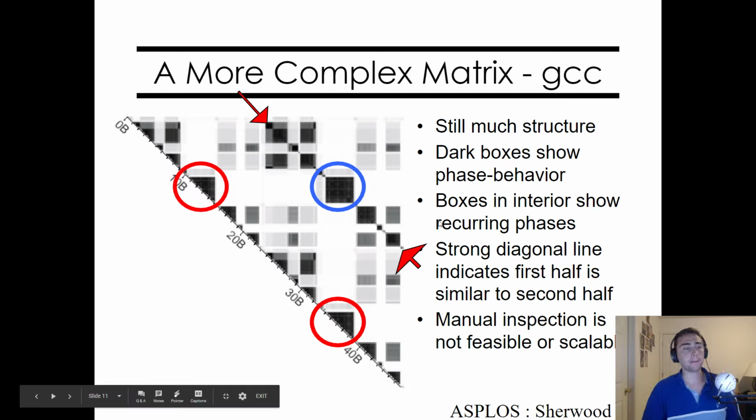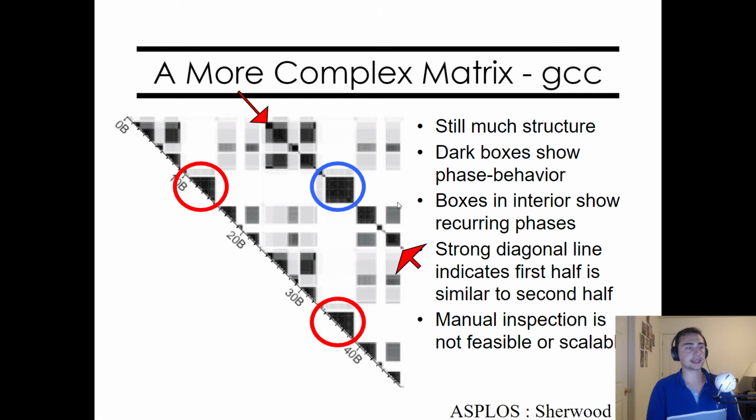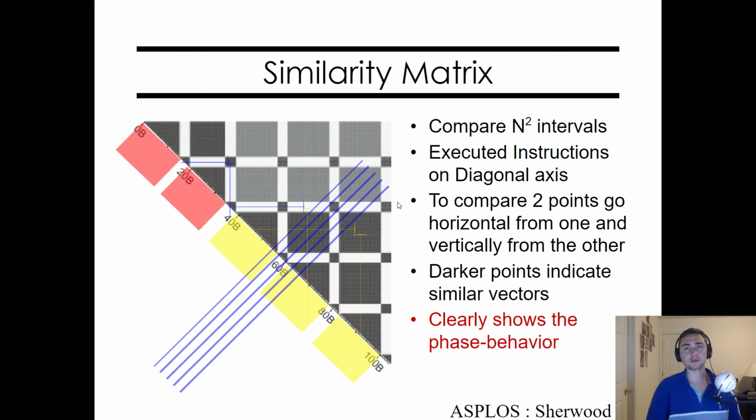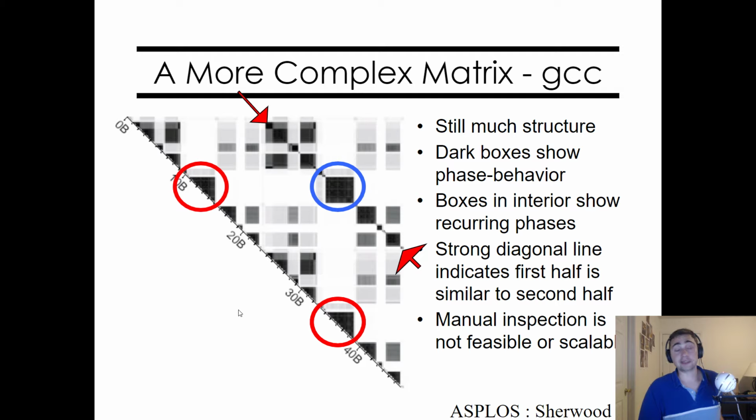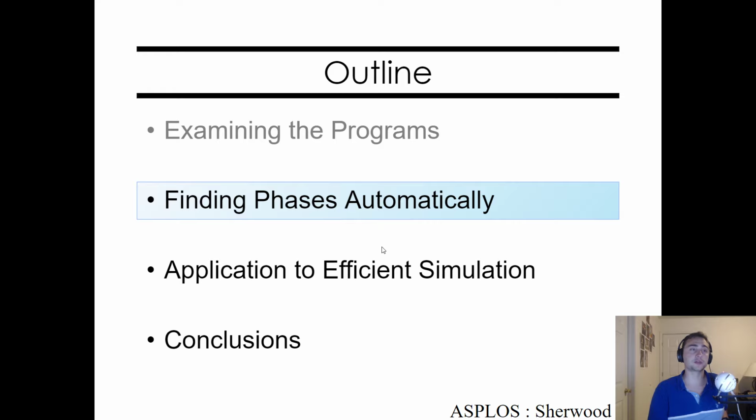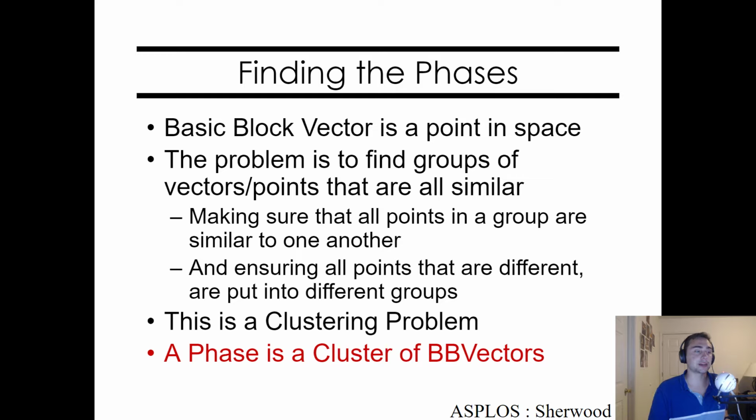The key thing to understand about these is that for something like this, it's very regular. It's very easy to understand. So with manual inspection, finding these patterns is not that difficult. However, for something like this, and even more complicated programs, it's really not feasible or scalable to try to understand these programs manually. You want some way to do this automatically, which is, of course, the idea of this paper: automatic characterization of large-scale program behavior. So let's get on to finding phases automatically.